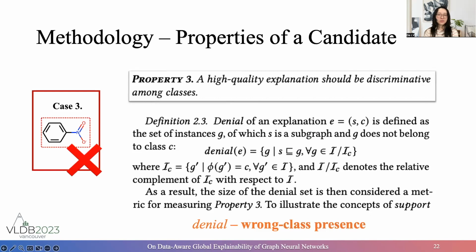Lastly, we have the third property of a high-quality explanation. It should be discriminative among classes. The corresponding metric defined is called denial. It is the set of instances from the other classes that contains the candidate's subgraph. Analogous to support, denial represents wrong class presence of a candidate subgraph, and the size of the denial set is then considered a metric for measuring property 3.